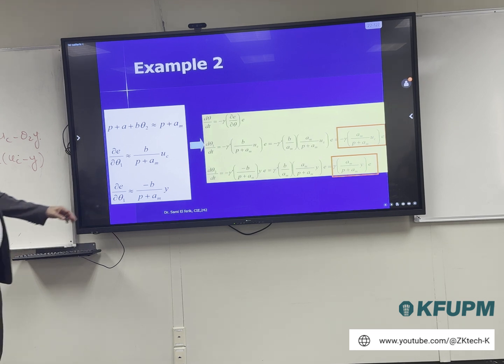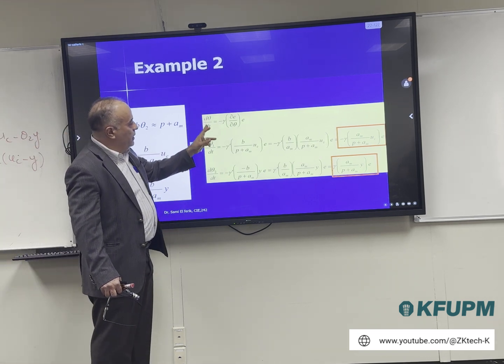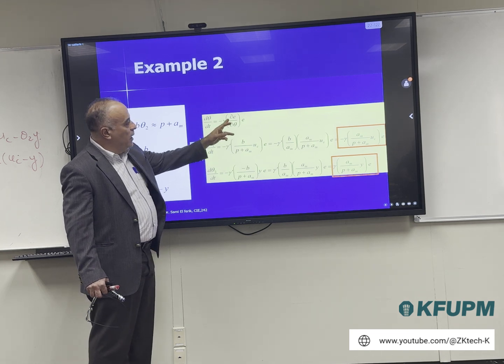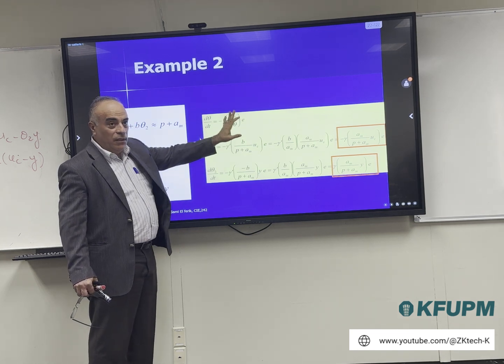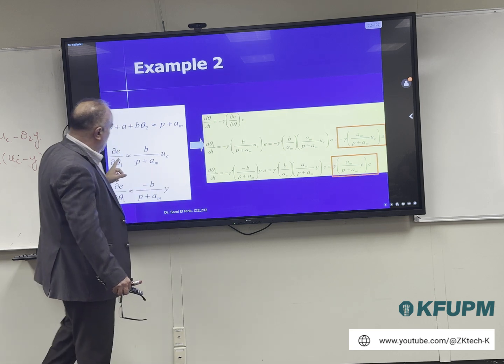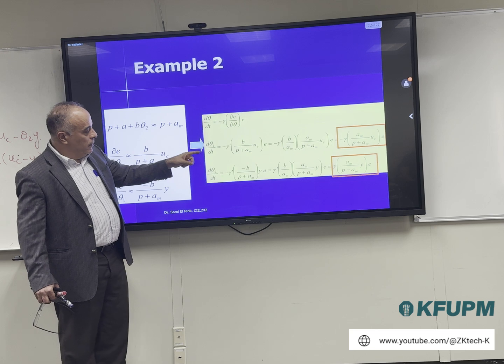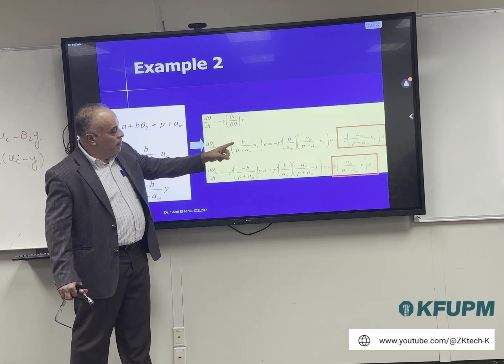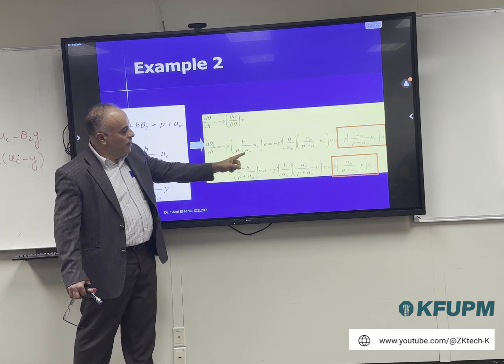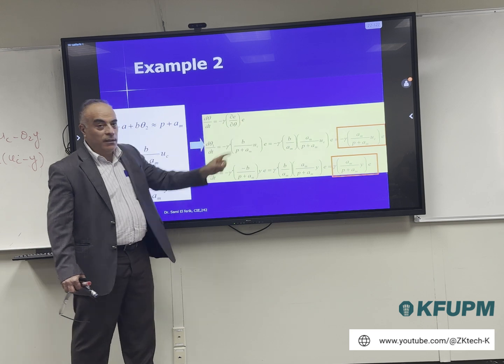Alright, now the change of parameters is equal to the derivative of theta with respect to time, which is equal to minus gamma times the derivative of E of theta with respect to theta. This is the MRAC rule. So I will start one by one. I will take the derivative of theta 1 with respect to time, which is equal to minus gamma prime multiplied by B divided by P plus A multiplied by UC multiplied by E.